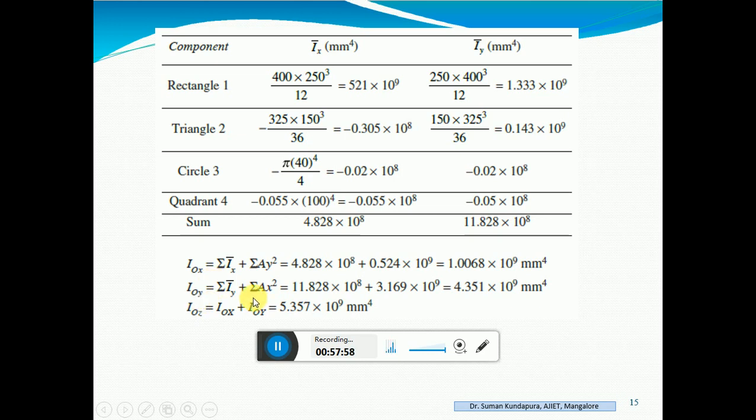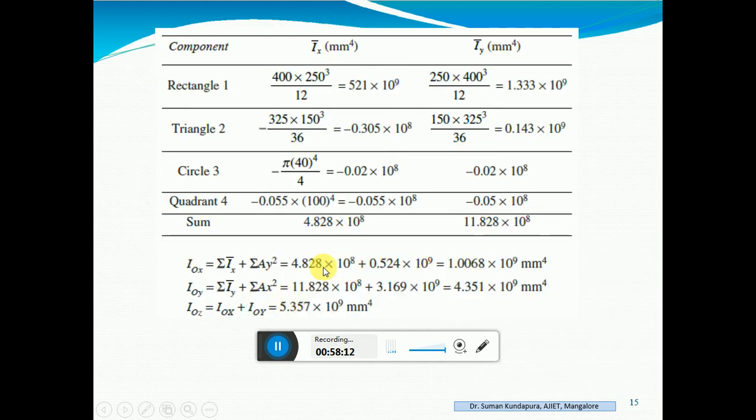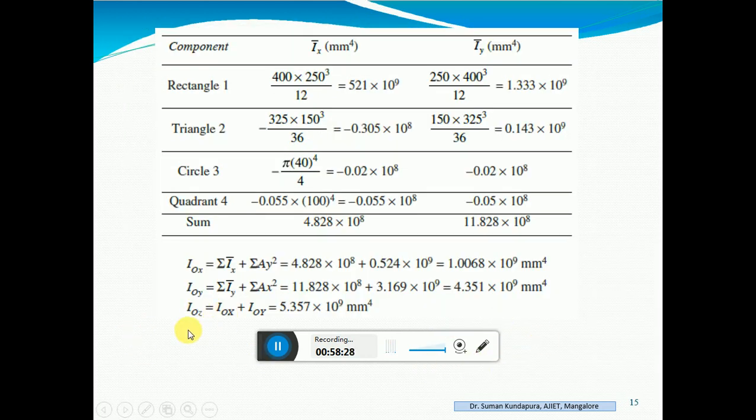So IOY you have summation Iy bar, this value, plus summation Ax squared, this value, into 10 raised to 8, that is this much you get. Then find out the polar moment of inertia about the z axis, about the point O, perpendicular to the x and y plane. So finally you will get the moment of inertia about the point O.